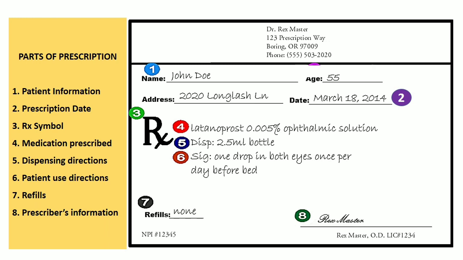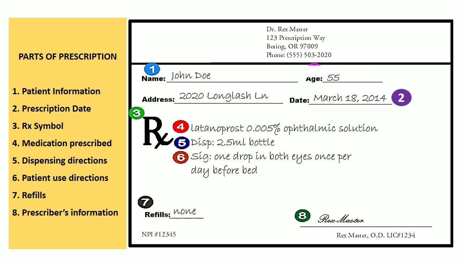Let's see number 1. Number 1 is patient's information. Here it consists of name and age of the patients. Di contoh di sana diberikan nama dan umur pasien. Number 2, prescription date atau tanggal resepnya. Number 3, Rx symbol. Rx symbol is usually said to stand for the Latin word prescribe, meaning to take. It is part of the superscription or heading of a prescription.